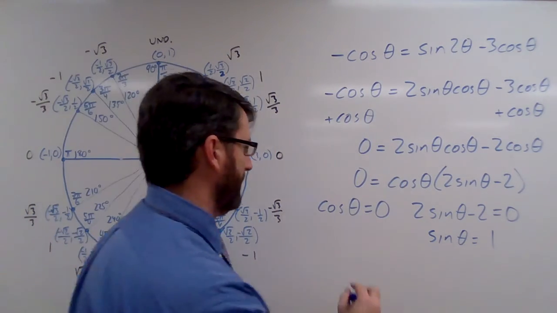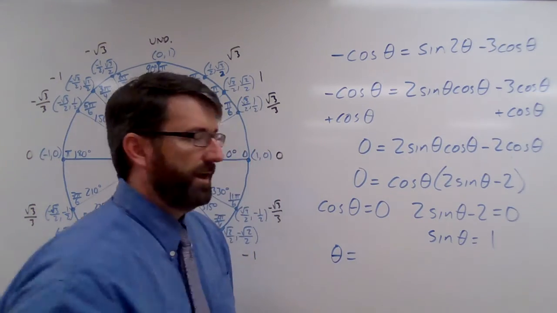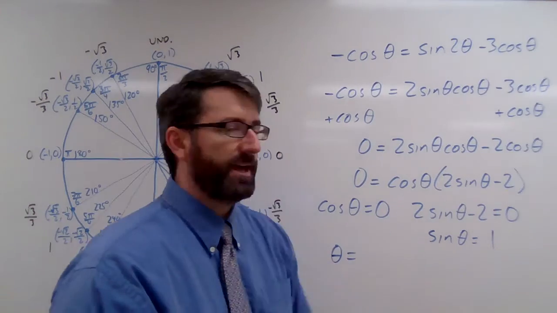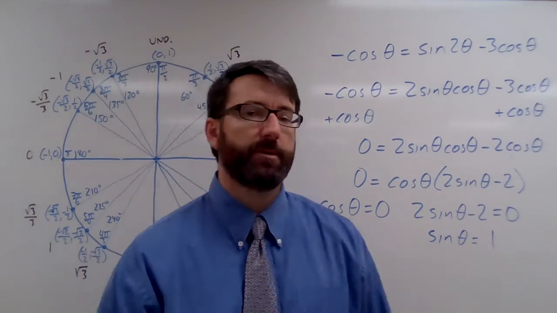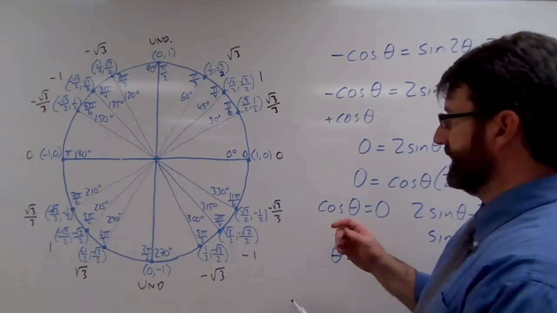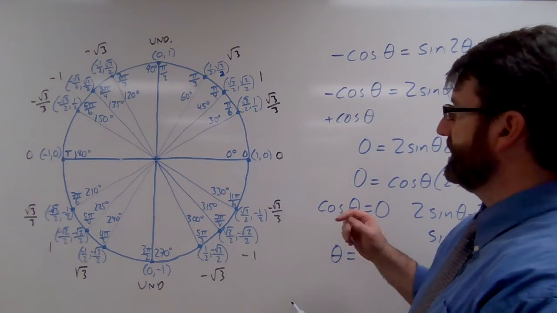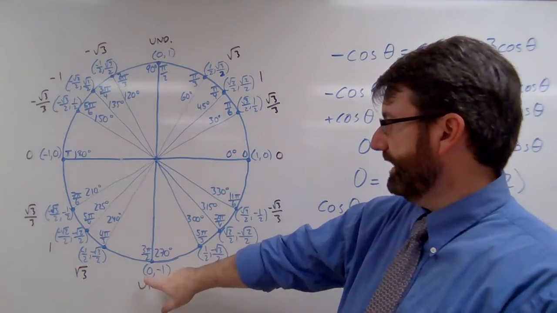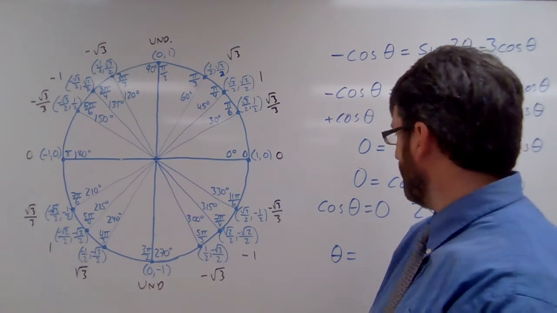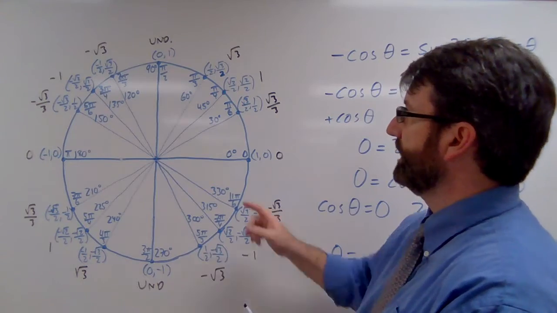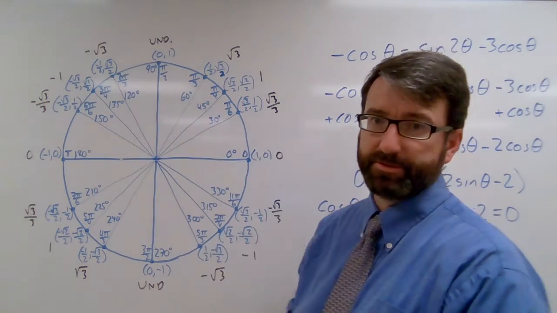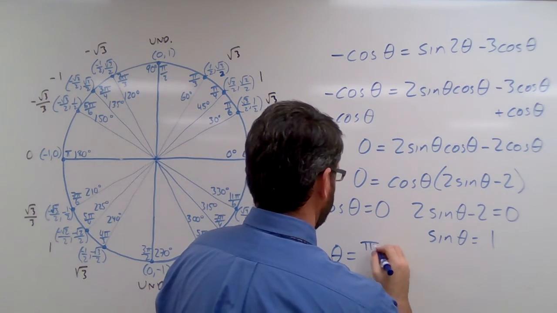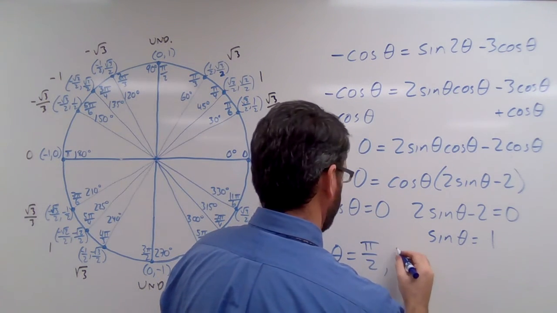So we're looking for angles where the cosine is equal to 0 or the sine of that angle is equal to 1. So we're going to look on our unit circle. We're going to see that cosine is equal to 0 at pi over 2 and at 3 pi over 2. And then sine is equal to 1 also at pi over 2. So we're only going to get two answers here. They're going to be pi over 2 and 3 pi over 2.